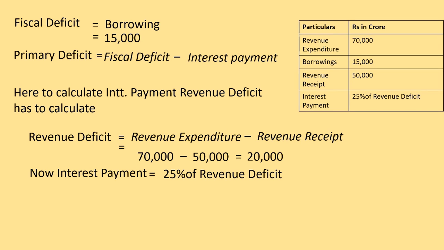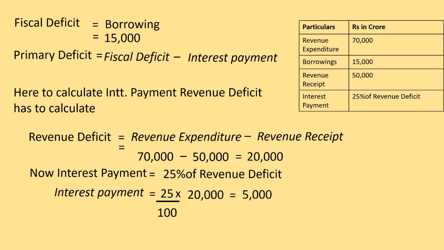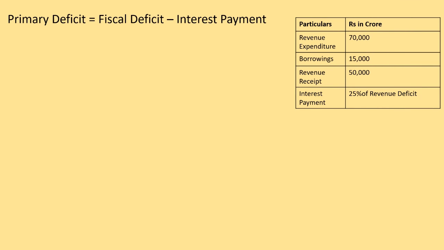Now interest payment is 25% of the revenue deficit. So calculate the interest payment. 25 multiplied by 20,000 divided by 100. The interest payment is 5,000 crore. Let us calculate the primary deficit. The formula we know, fiscal minus interest. Fiscal deficit is given, that is 15,000. Borrowing or fiscal, both are the same thing. Interest payment we have calculated right now, that is 5,000. So the primary deficit is 10,000 crore.